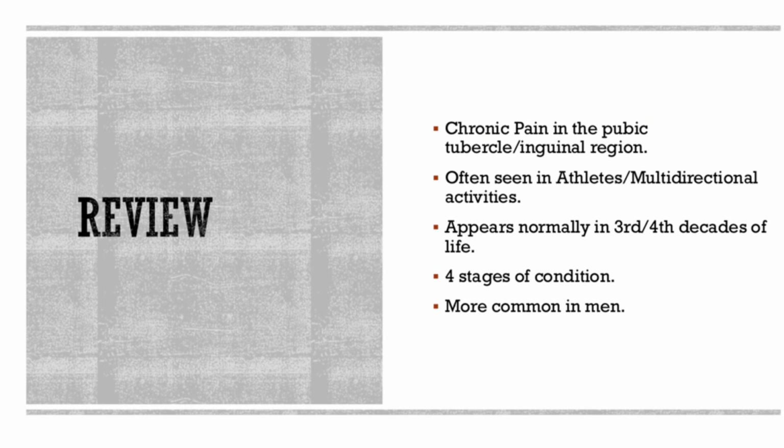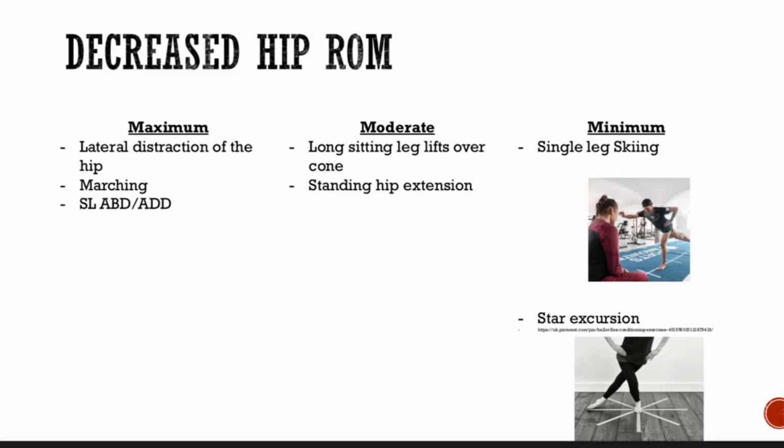And this condition is more common in men, since we participate in a lot of high intensity sports, it causes a lot of twisting and pulling on the pelvic region. So one of the deficits that people may experience is decreased hip range of motion. So in the maximum protection phase, we can do a lateral distraction of the hip. And then we could do marching, and then we could also do side lying abduction and adduction.